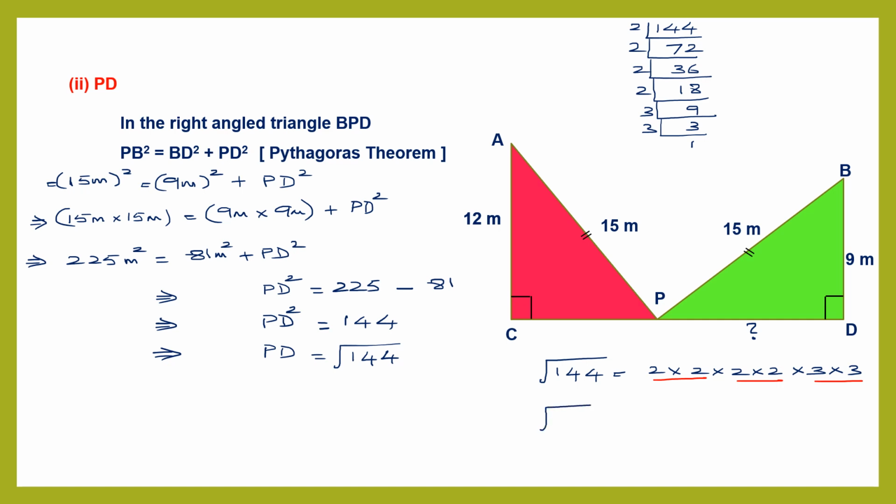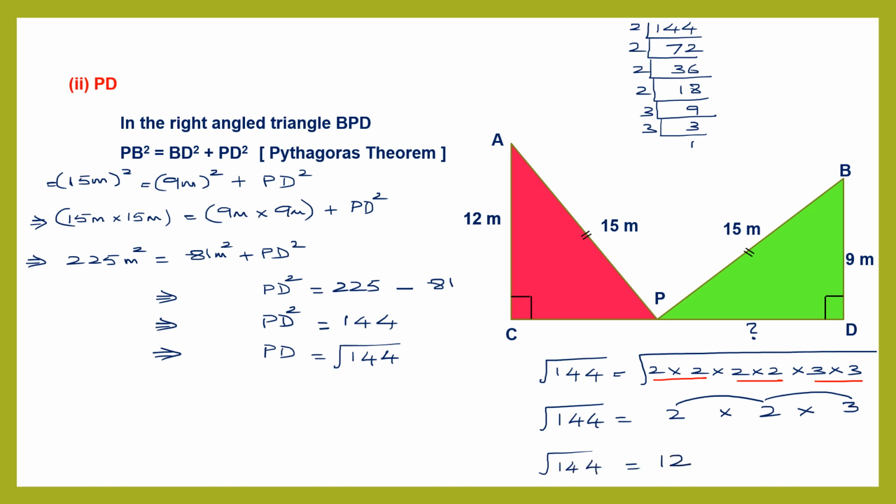Now I'm going to continue to find the square root. Now this is, remember, square root, so we put the square root sign. Now in the next step, we don't put the square root sign, but from each pair we're going to take 1. So from the first pair I'm taking 1, 2. From the second pair I'm taking 1, 2. From the third pair I'm taking 1, 3. Now let's multiply. 2 2's are 4. 4 3's are 12. That means the square root of 144 is 12. So that means we have found the answer. PD is equal to 12. And here we know it is in meters, so we will write PD is equal to 12 meters.